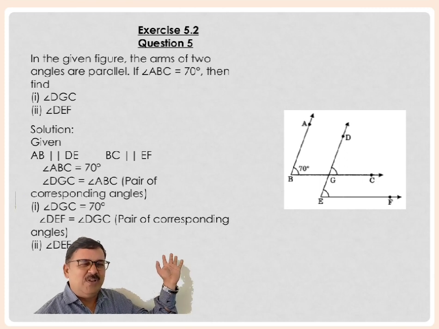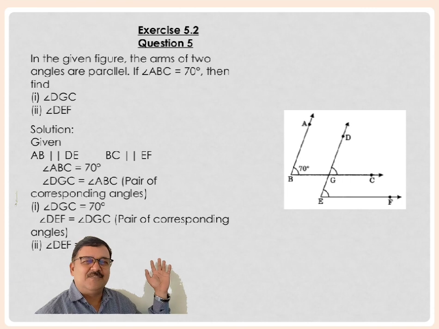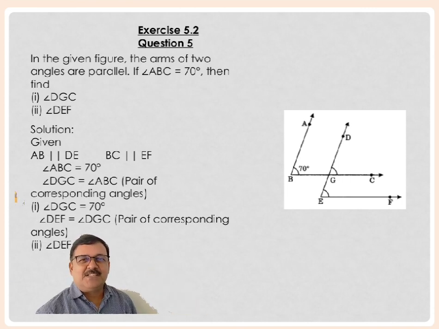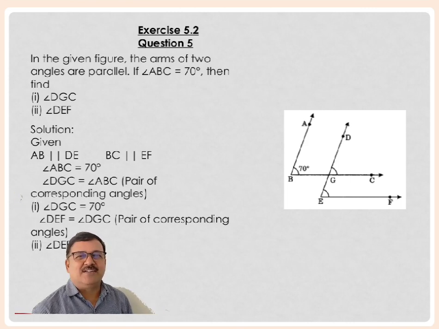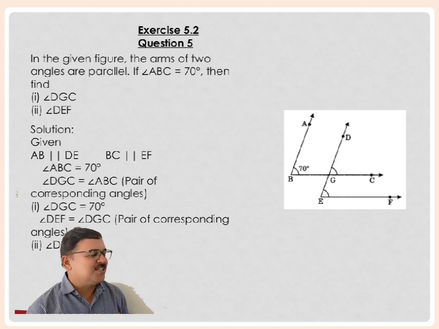In the figure you can see clearly angle 4 and angle 6. What type of angles are they? They are a pair of alternate interior angles. And if a pair of alternate interior angles are equal, then the two lines have to be parallel. Hence, A is parallel to B.